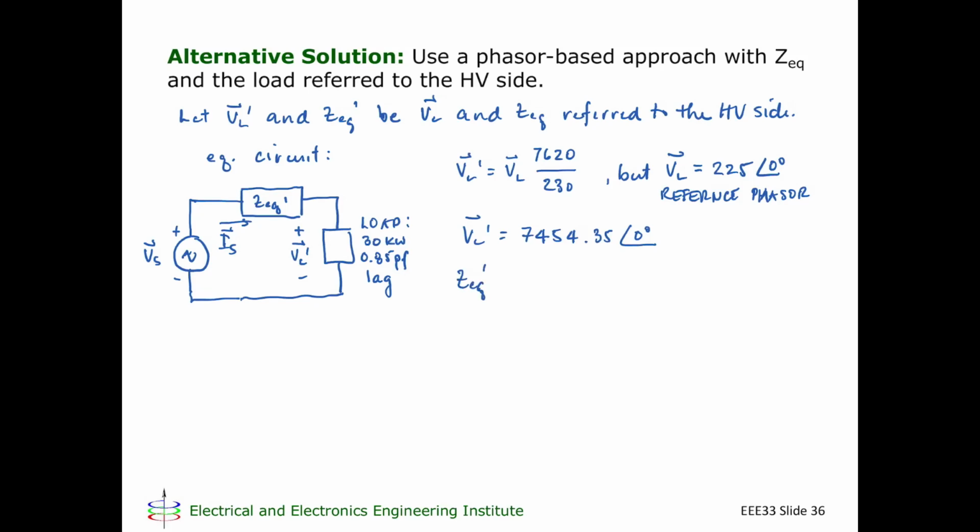Z equivalent prime, on the other hand, will be my turns ratio, 7620 over 230, squared, multiplied by Z equivalent. And this will give me 32.93 plus j43.91. And this is ohms. By the way, this is volts.